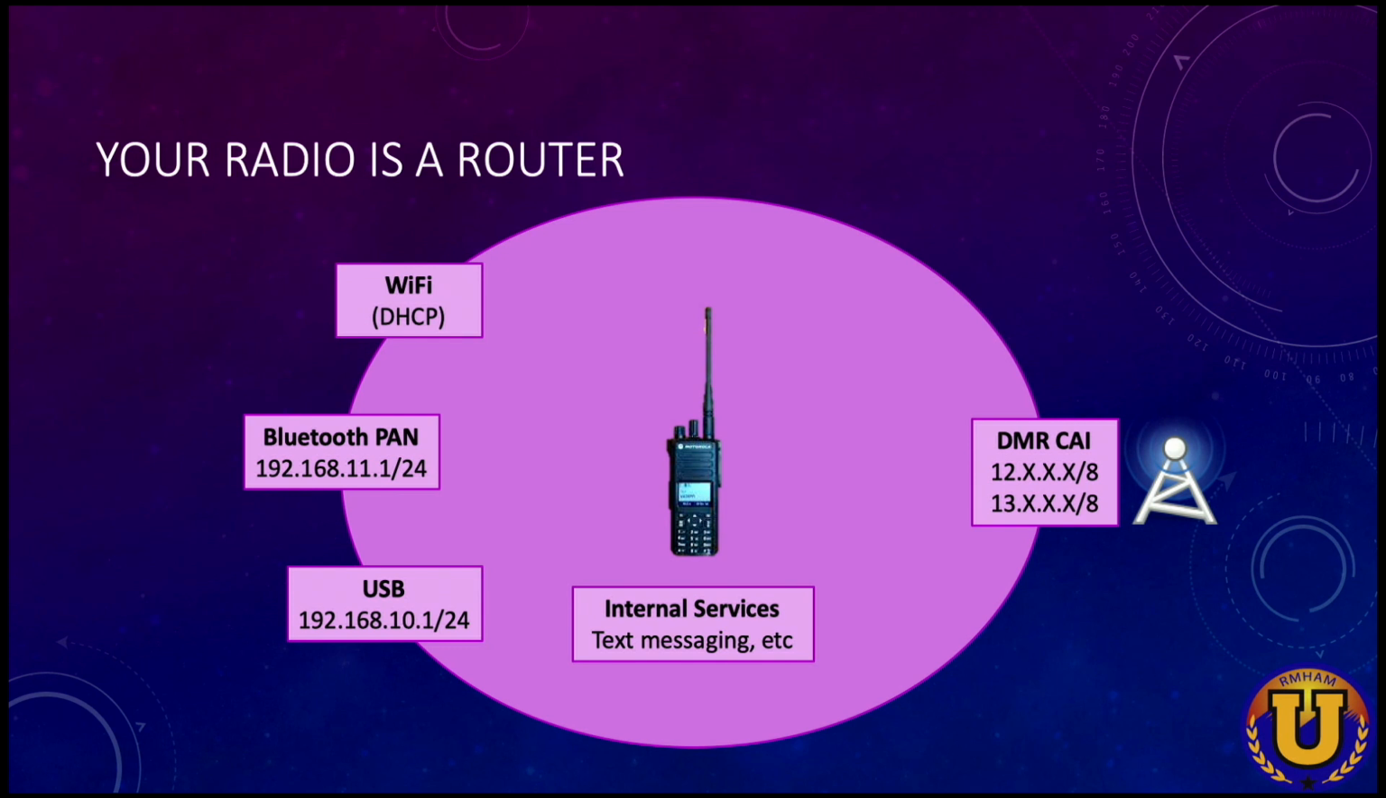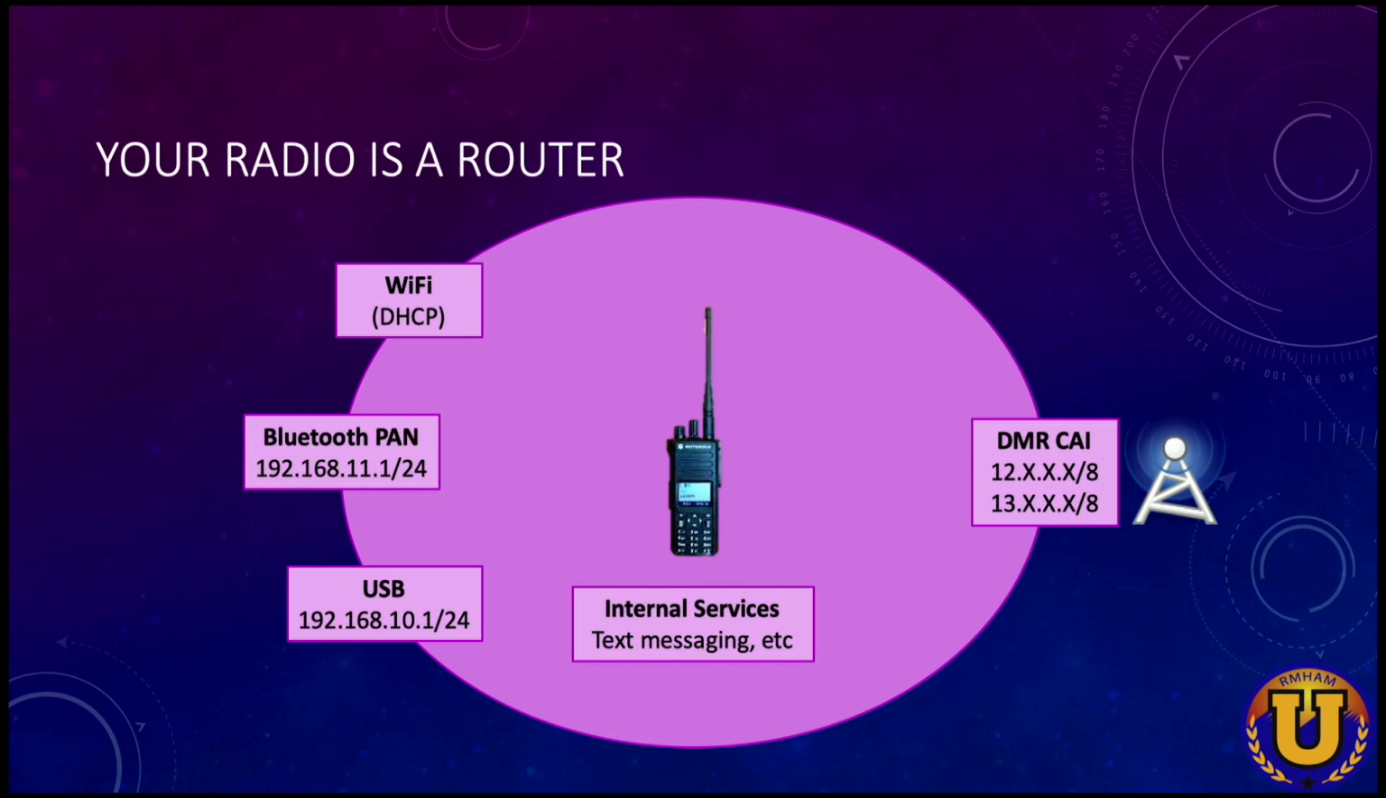And let's go ahead and take a look at some of those. So we've already talked about the USB connection. That's how we mostly program. There's also a Wi-Fi interface that I believe is only used for radio management type applications. There's also Bluetooth personal area network. And of course, the radio has all sorts of internal services, for code plug upload and text messaging. We'll talk more about the text messaging later.